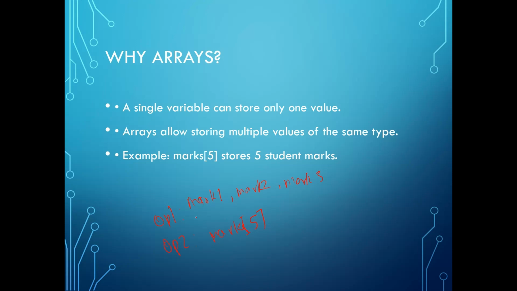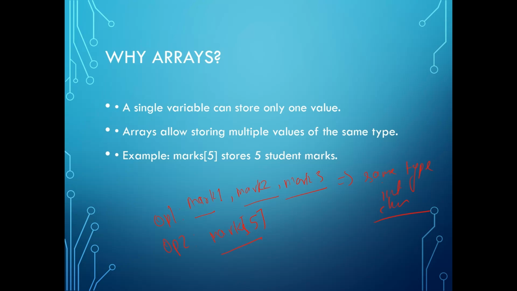So these mark one, mark two, mark three should be the same size. Same size means int or something like that. So this will group into the marks array. It allows storing multiple variables, meaning under those variables you are having values of the same type. So this is what an array is basically.